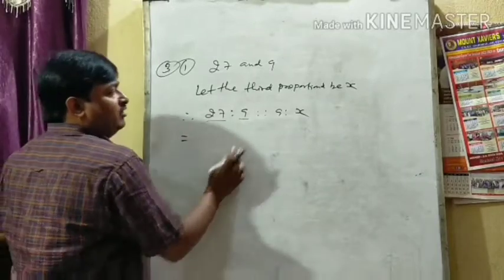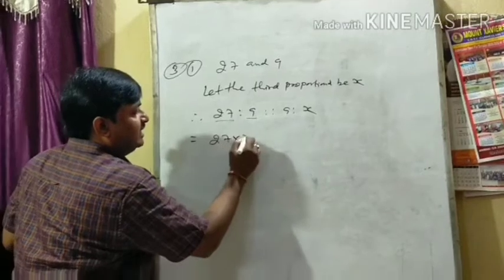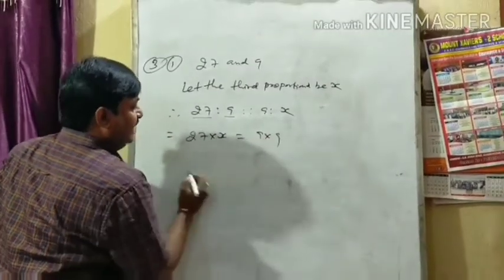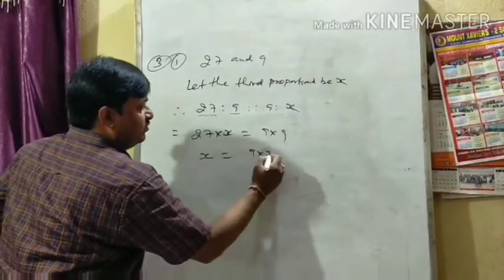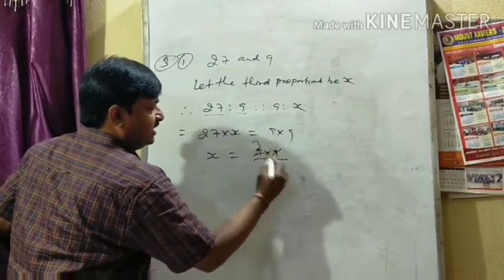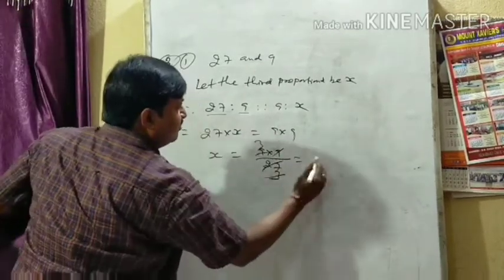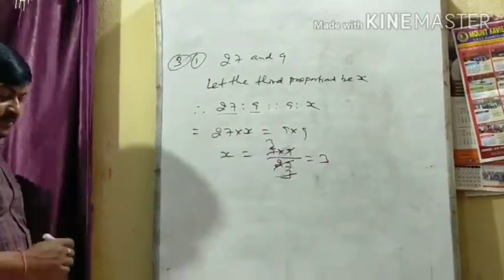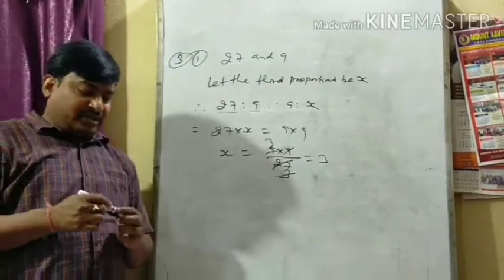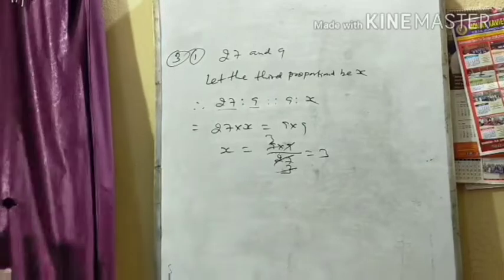Therefore solve it. We know product of mean is equal to product of extreme. Therefore 27 into x is equal to 9 into 9. x is equal to 9 into 9 by 27. 9 3s are 27, 3 3s are 9. The value of third proportional is 3. Okay student, so this way you find the third proportion.